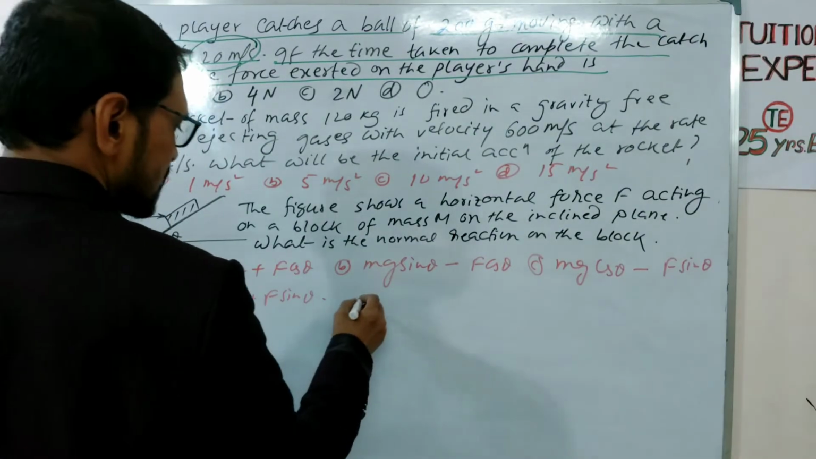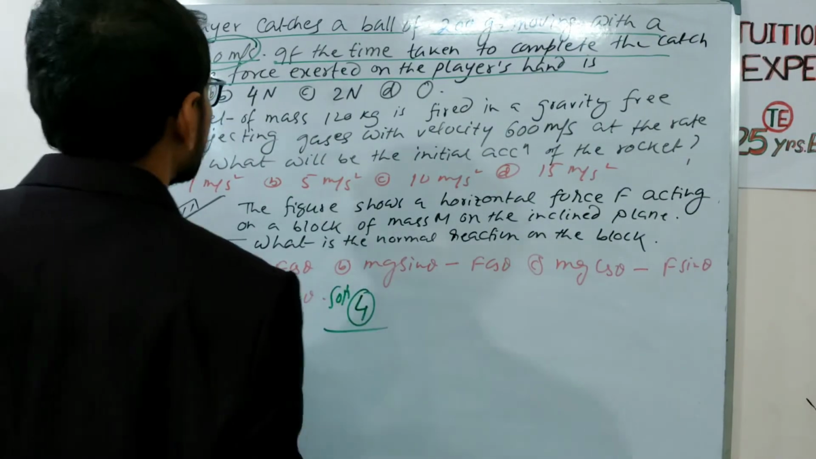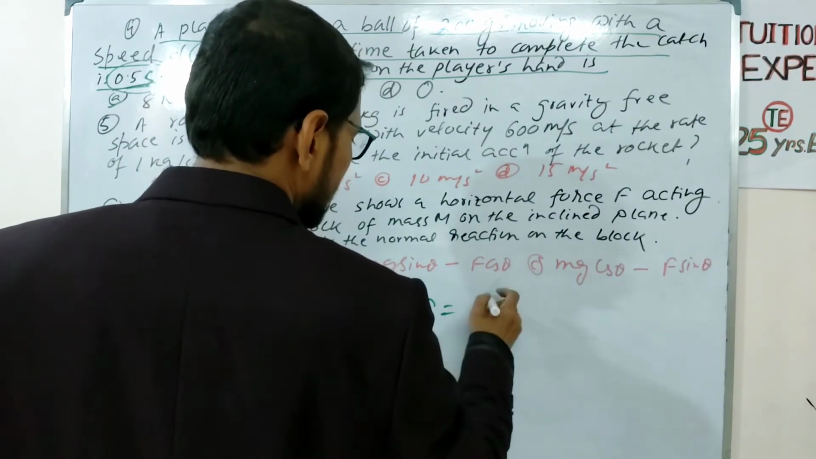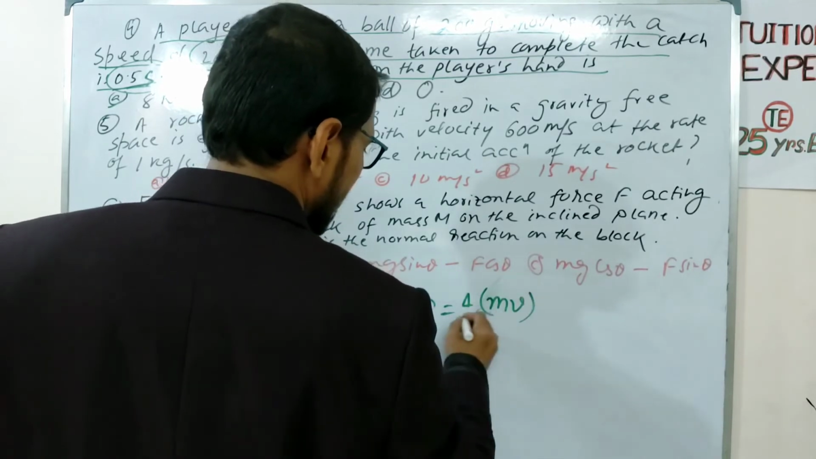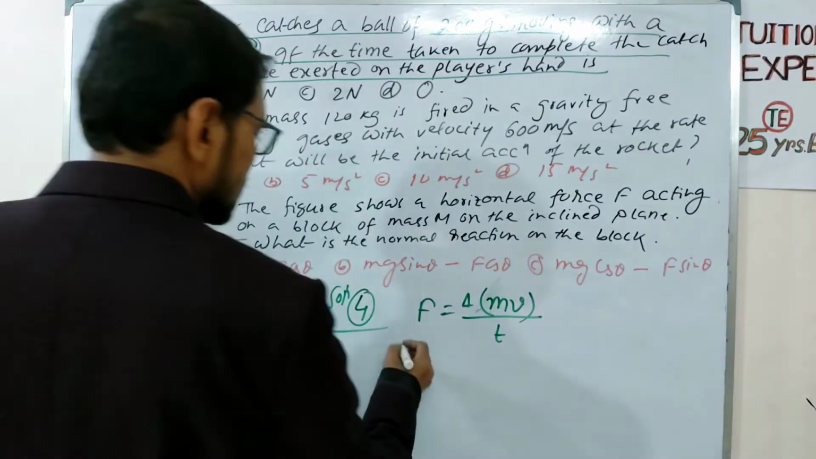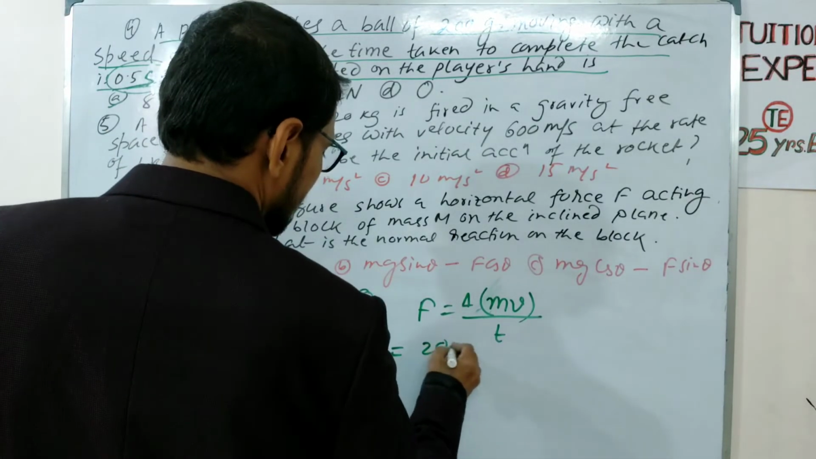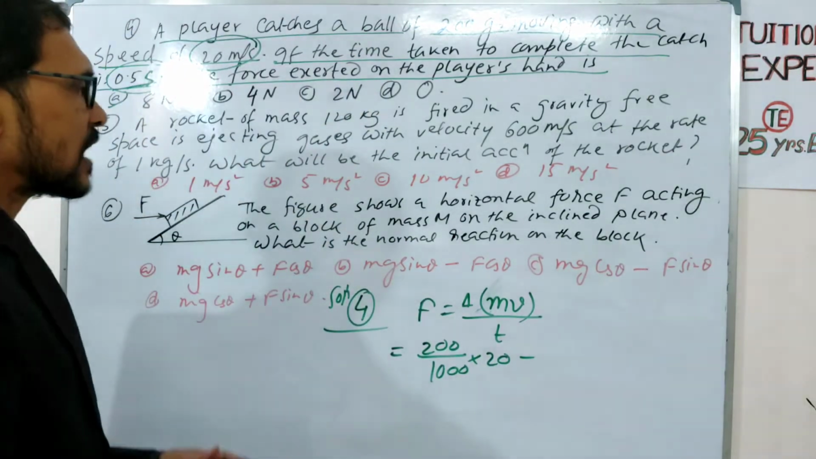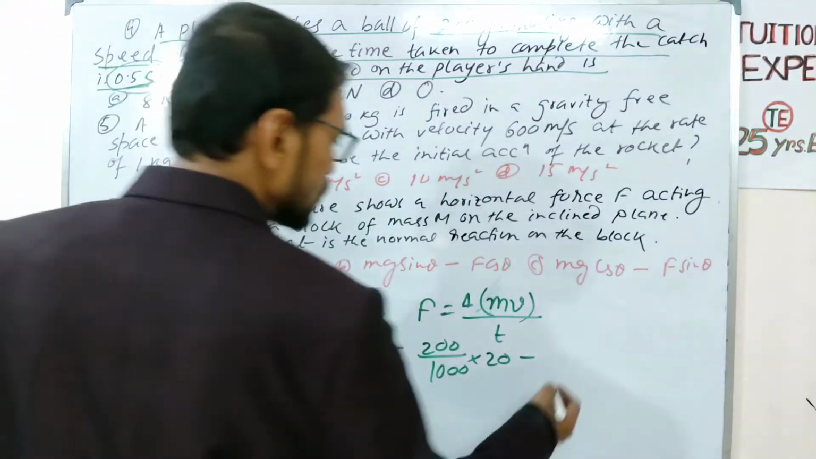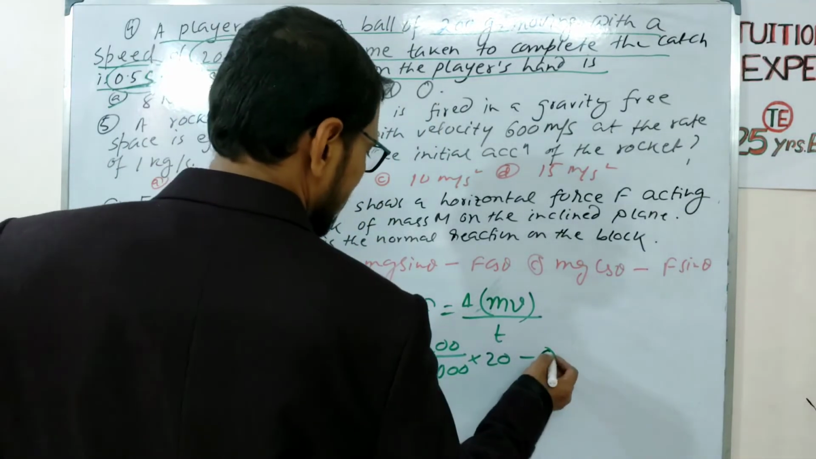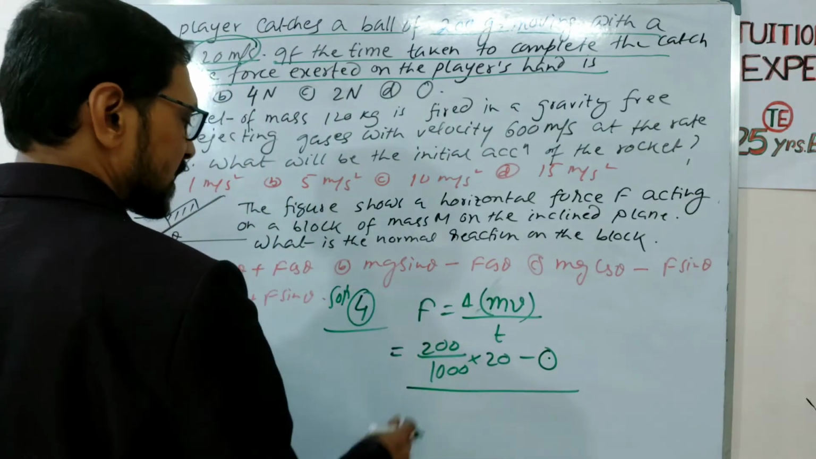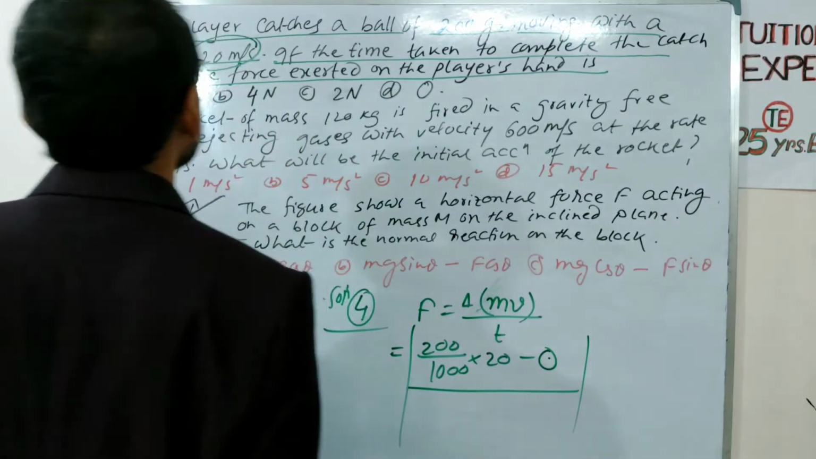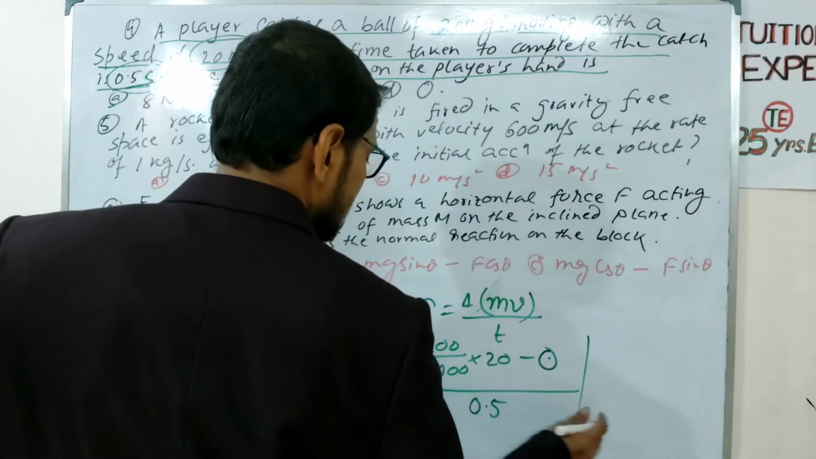So what is the solution of 4? Solution of 4 is force equal to rate of change of momentum, that is change of momentum by time. This is the formula. So mass is 200 by 1000 into v, velocity is 20. Now after 0.5 second the velocity of the ball will be 0, so the final momentum is 0. We take the magnitude, so first 0 minus this, take the magnitude, by time equal to 0.5 seconds. So this is the answer, simple question.